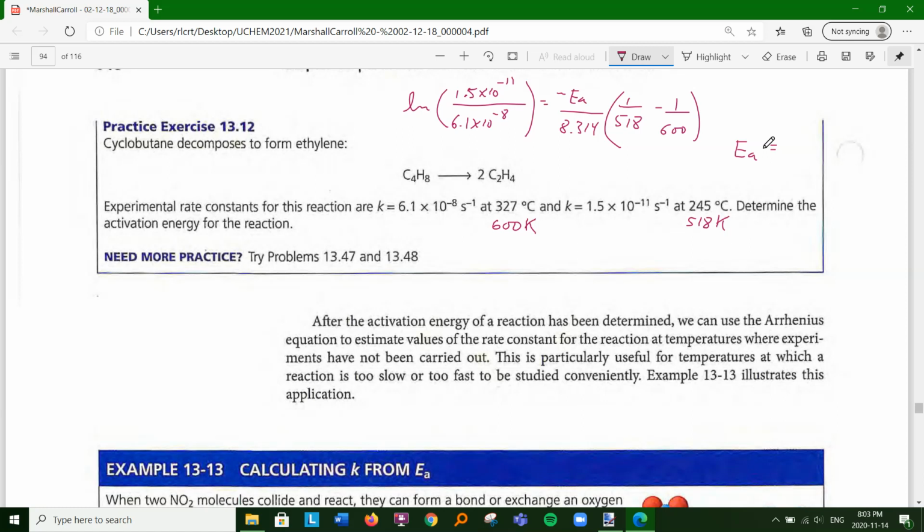Boy, your calculator's getting a good workout there, isn't it? 2.6 by 10 to the 5, 2.62 by 10 to the 5 joules per mole.